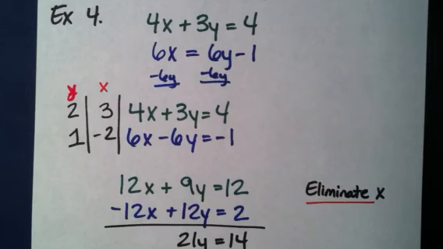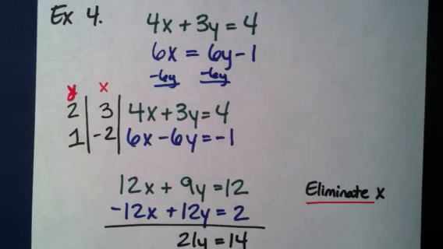Again, I have the opportunity to multiply by two different sets of numbers. First time to eliminate x, second time to eliminate y. If I multiply the first equation by 3 and the second equation by negative 2, it gives me 12x plus 9y equals 12, and then negative 12x plus 12y equals 2.